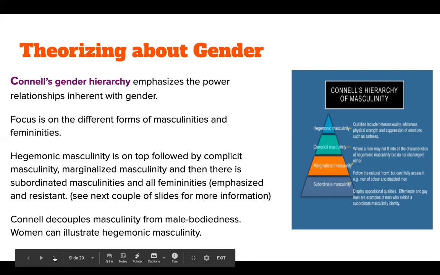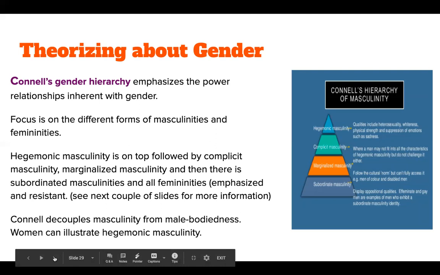And so her focus is on the fact that there are different forms of masculinities and femininities. I don't know why your book left out marginalized masculinity, but you can see I added it there. And then I could not find a very good graphic that added femininity to the mix, but you really want to think about that bottom space as being shared by subordinate masculinity as well as all types of femininities.